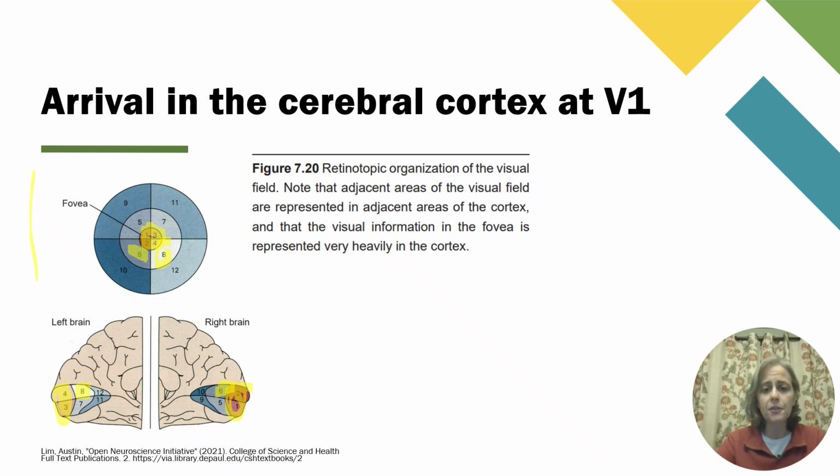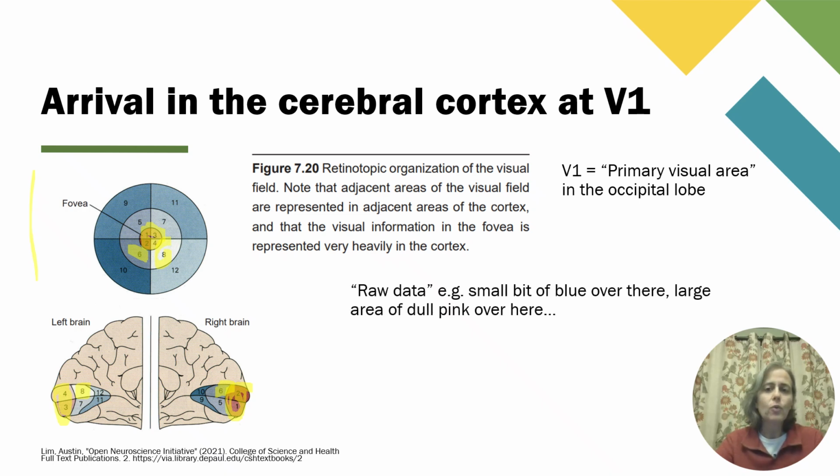So we're arriving here in the cerebral cortex in the occipital lobe at V1, the primary visual area. And those are the same thing. V1 is the primary visual area. And what we're getting here is raw data. So I'm seeing a bit of blue over here and then an area of dull pink over there, right? Just the raw data of what colors, the brightness, how much of it, how little of it, what areas of the retina are detecting it. So this is raw data.